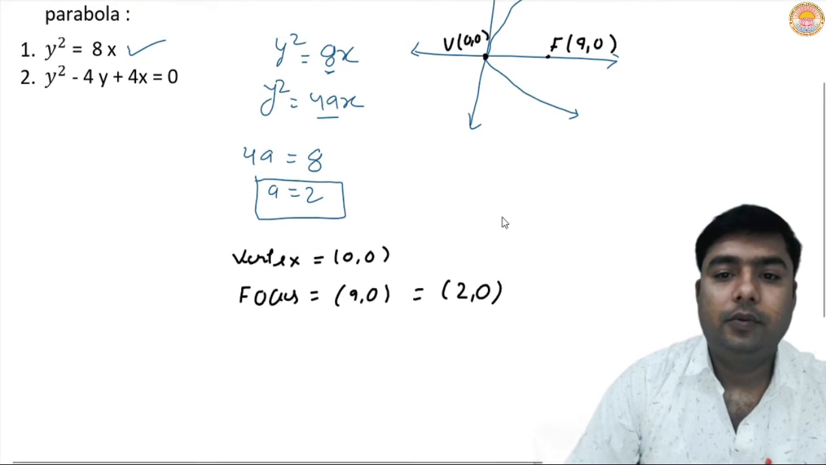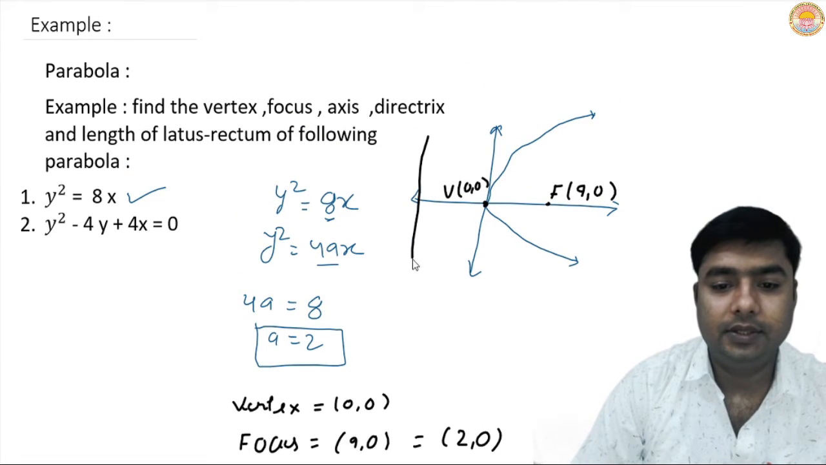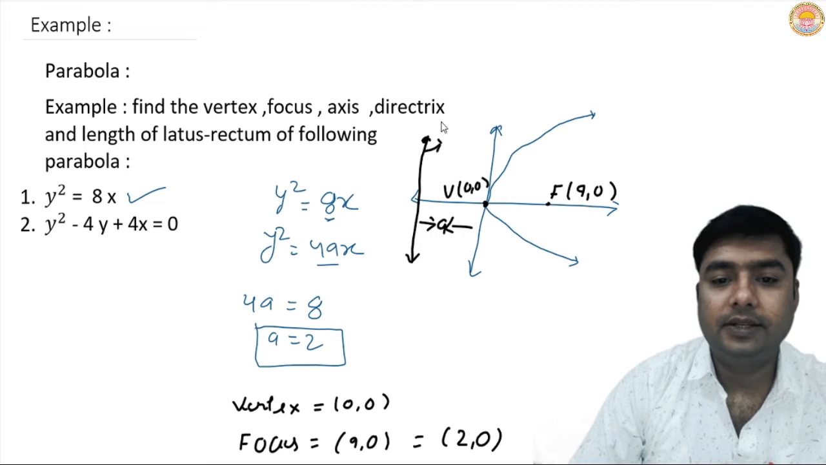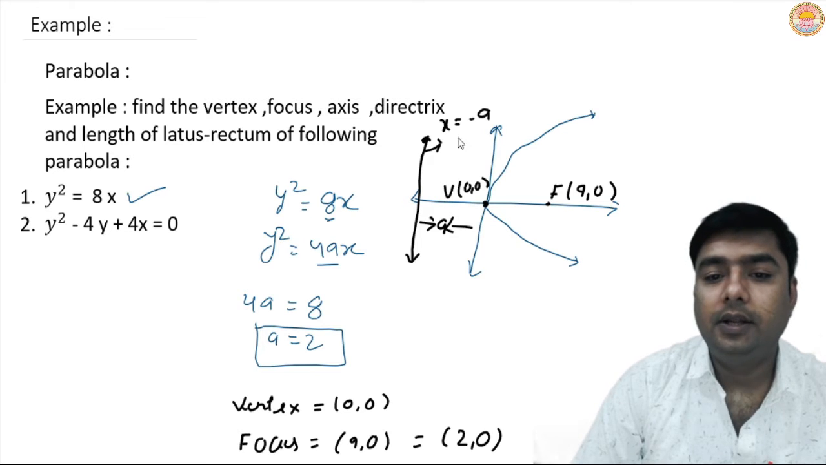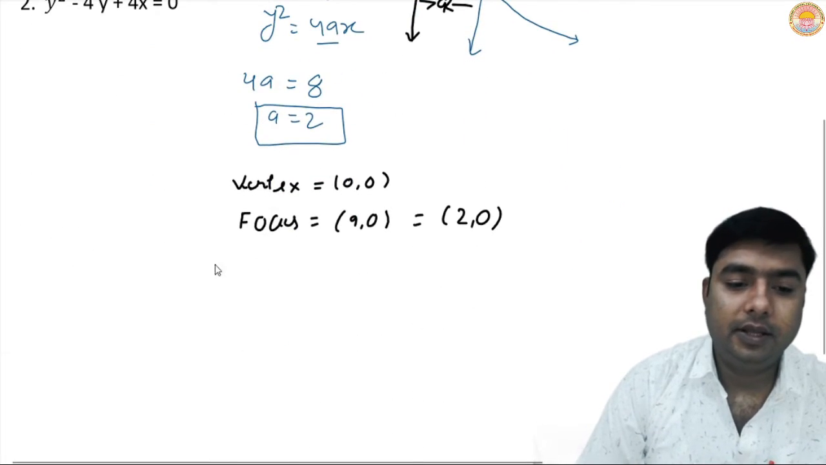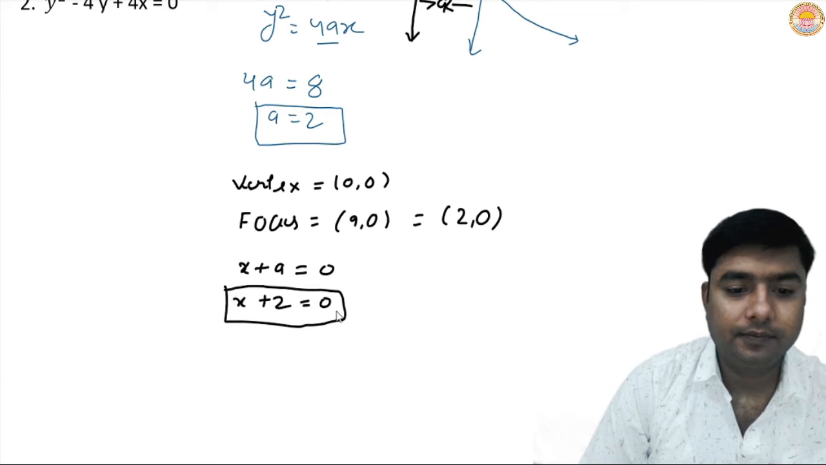Now the equation of directrix in this parabola is behind the y-axis. This is the directrix. We know that this distance is a. That's why the equation of directrix is x equals minus a, because its distance is behind the origin. So the equation of directrix is x plus a equals 0. Now put the value of a, then x plus 2 equals 0. This equation is the equation of directrix.